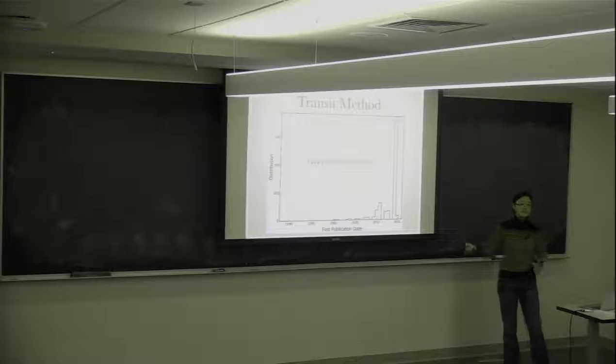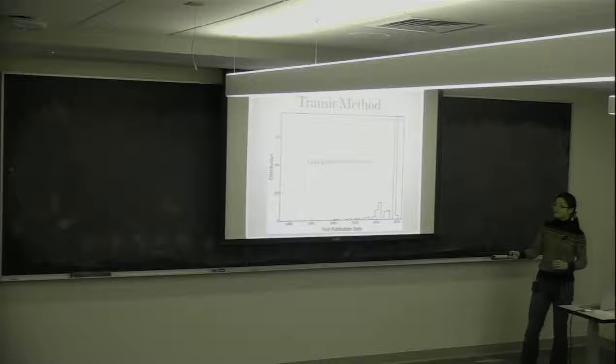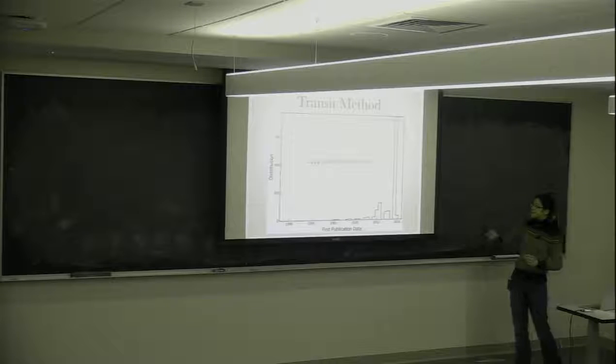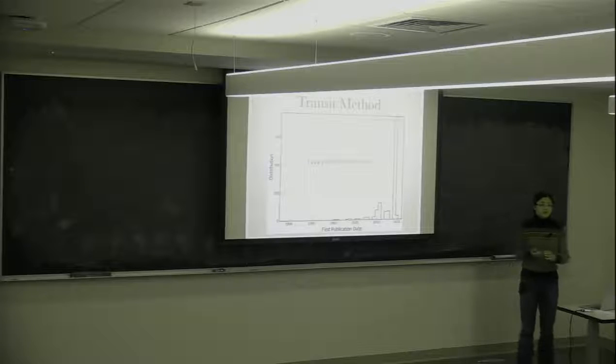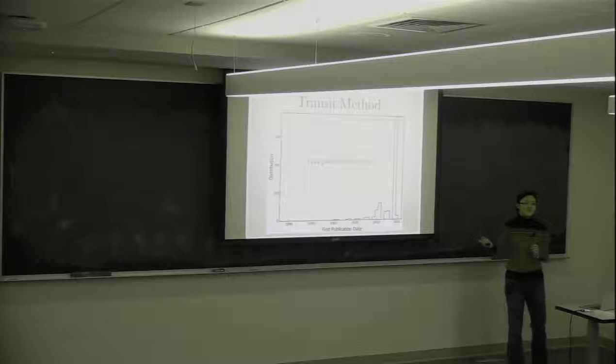And then using this method, there are almost 2,500 planets discovered to date, with the first one detected only around the year 2000. So this is largely thanks to the space-based mission Kepler, which mainly detects these transiting exoplanets.